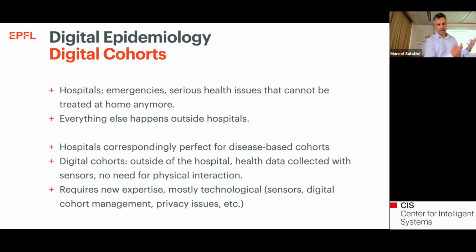I would argue even for severe diseases, because even if you have a severe disease, you're not always in the hospital. So much happens outside the hospital, and you can collect that data with no need for physical interaction, but it needs a new kind of expertise. And that expertise is mostly technological. Of course, you need to know why you're doing what you're doing, you need that medical background, but the difficulty is mostly in the operation, developing the right sensors, developing the right ways to manage the complexity of a digital cohort, dealing with the privacy issues. And at the moment, my sense is a lot of this is essentially left to industry.